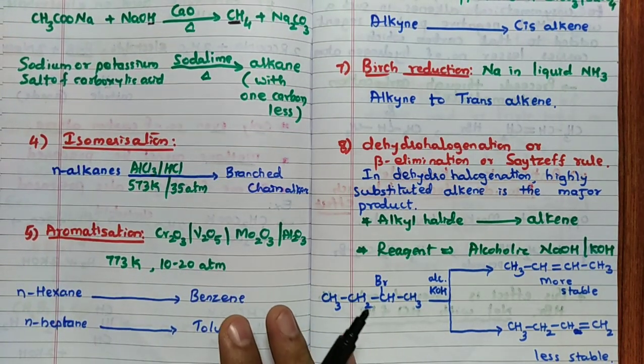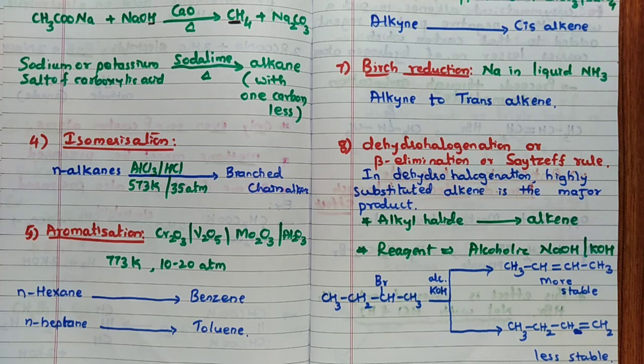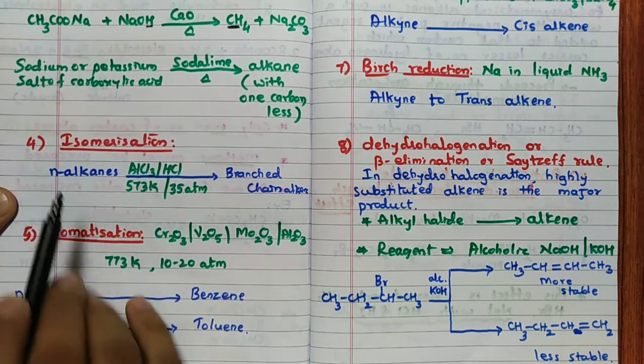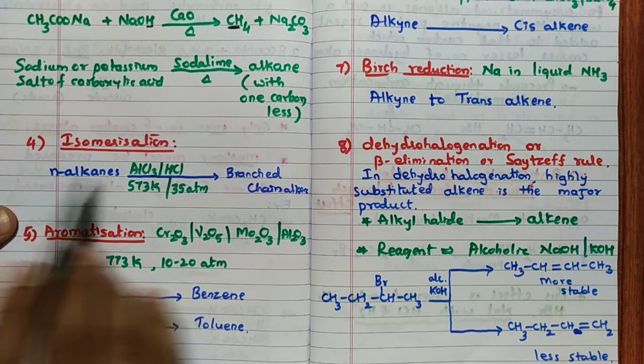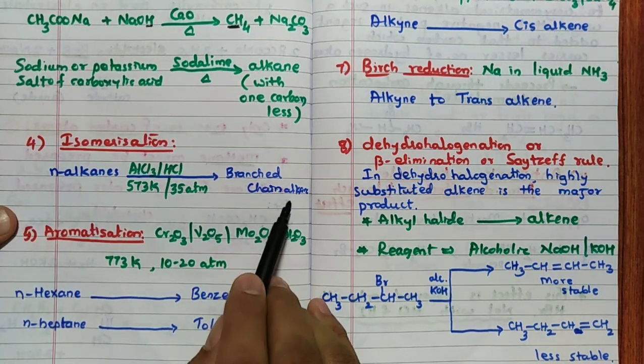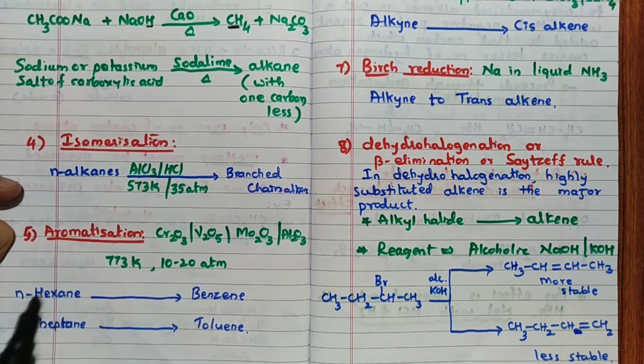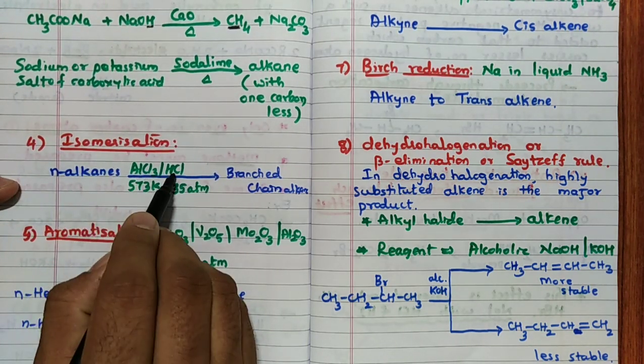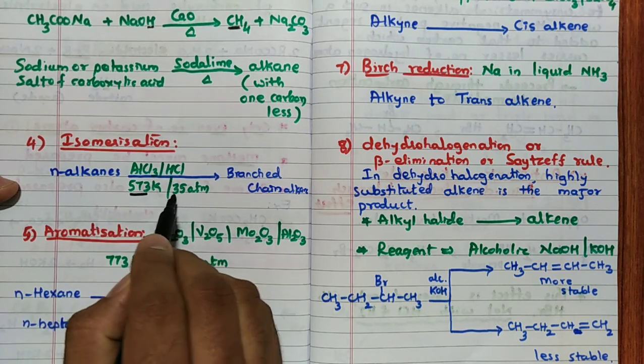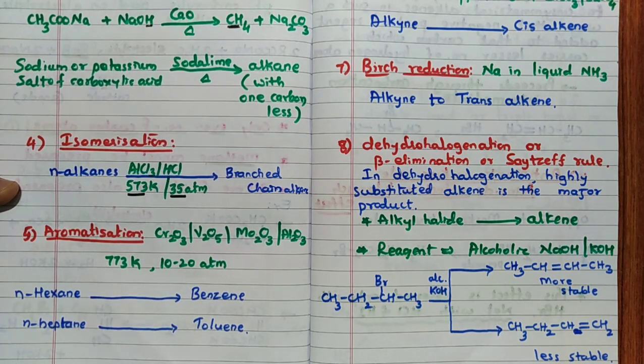Then isomerization, which I have taken because it is important and was once asked. Isomerization here generally means a chain isomer to branched isomers. So normal n-alkane, that is a long chain alkane, forms a branched chain alkane. Remember the catalyst: AlCl3 in presence of HCl at 573 Kelvin and 35 atmospheric pressure. Isomerism means AlCl3 and HCl.